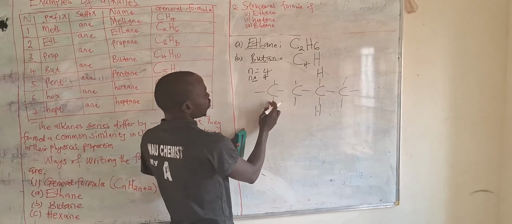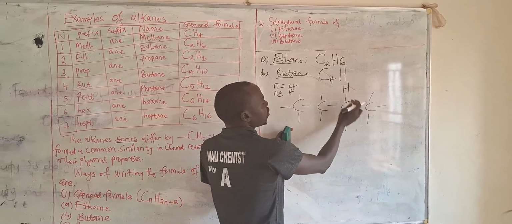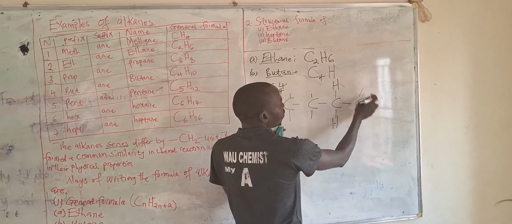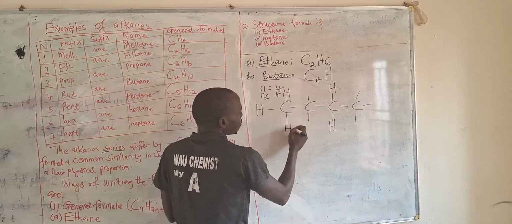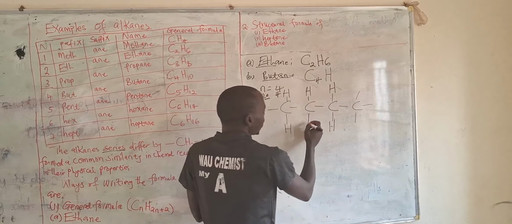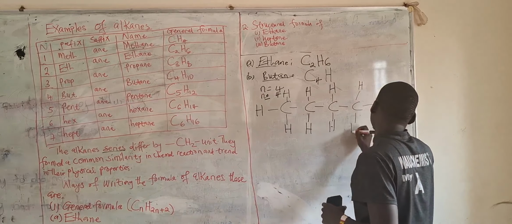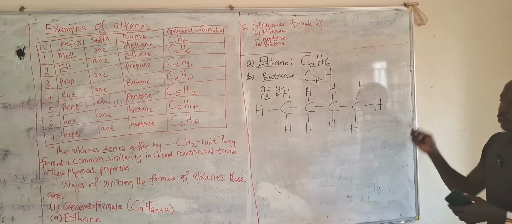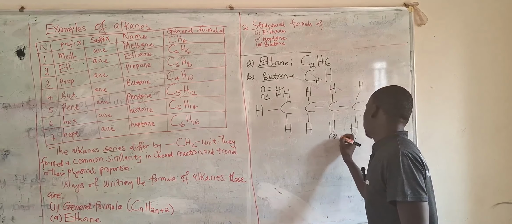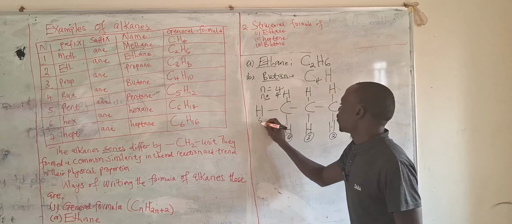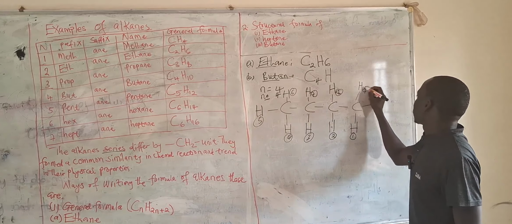So this one has 4 bonds, 1, 2, 3, 4. This one has 4 bonds, 1, 2, 3, 4. This one has 4 bonds also, and this one has 4 bonds. Then we shall be in a position to put the hydrogen atoms, because hydrocarbons contain carbon and hydrogen only. So we shall fill this up. If I count the number of hydrogen atoms, I'll say 1, 2, 3, 4, 5, 6, 7, 8, 9, 10.